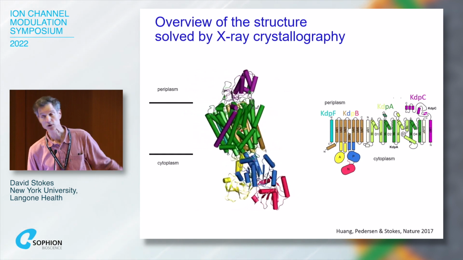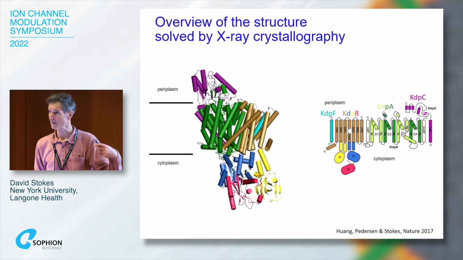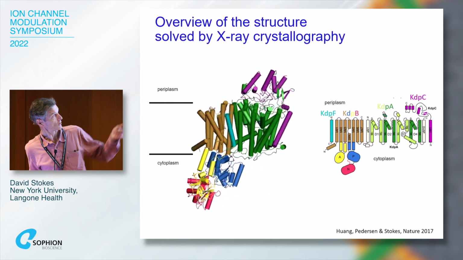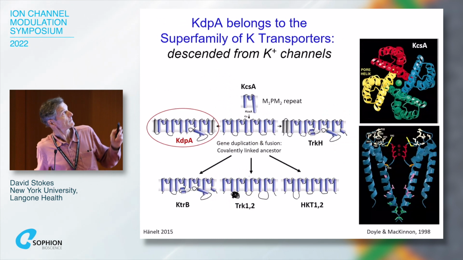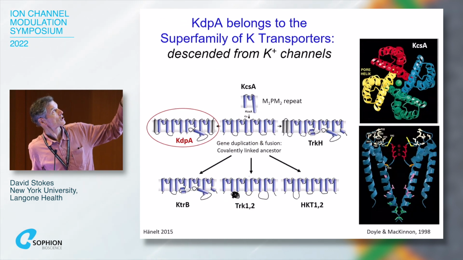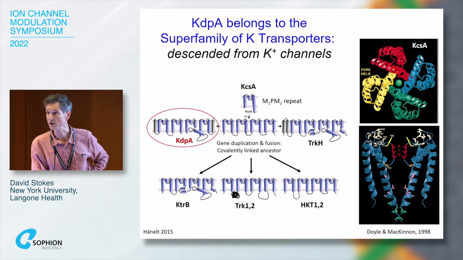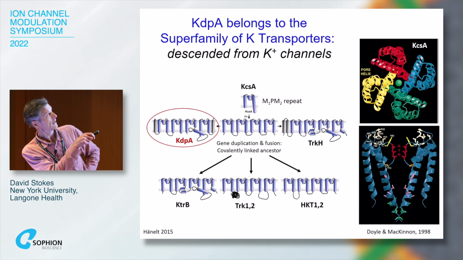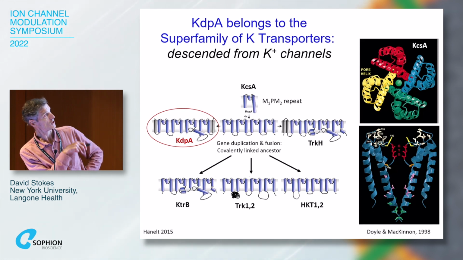But the B subunit belongs to the P-type ATPase families, I'll show you. The A is a member of the potassium channel general class of proteins, and so they all get together here. I'm going to break it down for you. So KdpA, it belongs to the superfamily of potassium transporters. They're all descended from potassium channels, KcsA, which I guess won't need much introduction to this crowd, characterized by this MPM repeat. And at some point, as you all are aware, there was a gene duplication fusion event, and that spawned these other transporters.